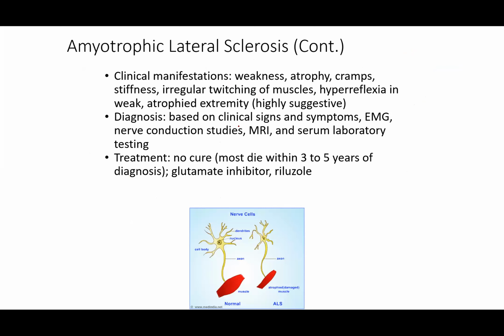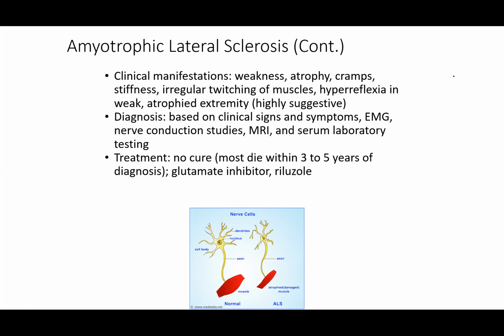Okay, so weakness, atrophy, cramping, stiffness, irregular twitching of muscles, different types of tremors, and tics, as we like to say, different little tics. Also accompanied with atrophy, so the muscles start to decrease in size because you can't use them, right? If you don't use it, you lose it, and things will deteriorate over time.